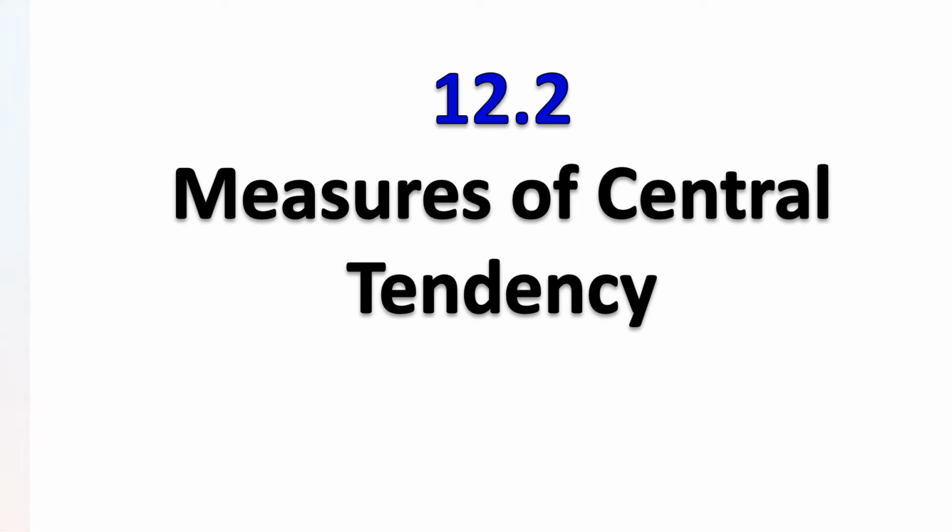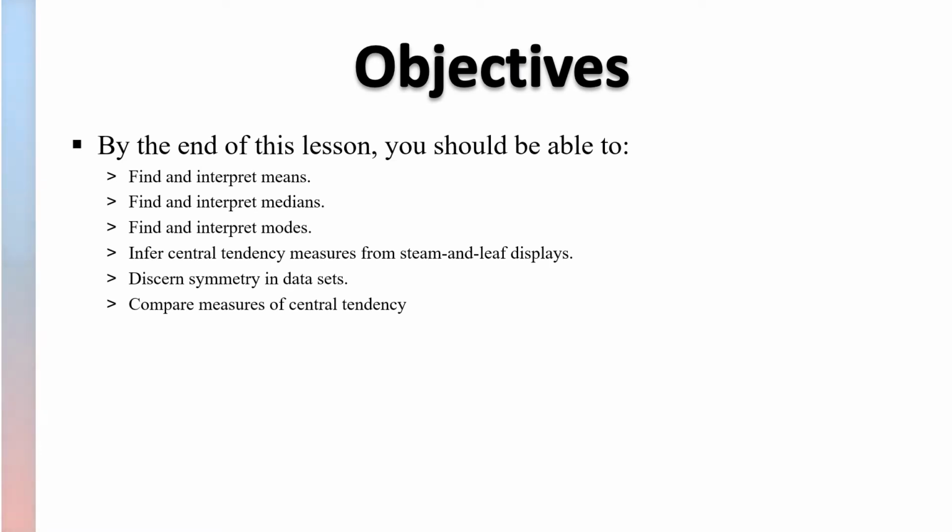Now let's talk about measures of central tendency. By the end of this section, you should be able to find and interpret the mean, median, and mode, which are called the measures of central tendency. You should be able to infer central tendency measures from stem and leaf displays, be able to discern symmetry in data sets, and be able to compare measures of central tendency.